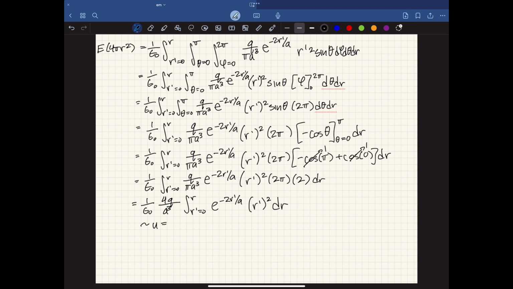I'll define u as r prime squared and dv as e to the negative 2r prime over a dr prime. These r should also have primes on them. Then du is 2r prime dr prime, and v is negative a over 2 e to the negative 2r prime over a. So if we do this, we follow the integration by parts formula.